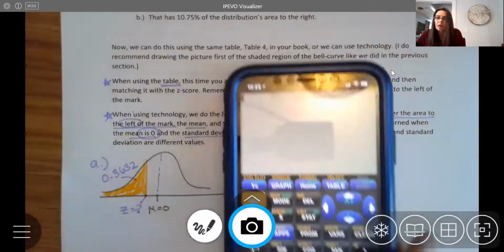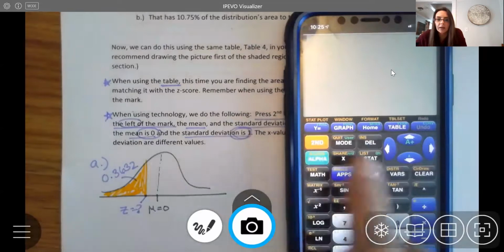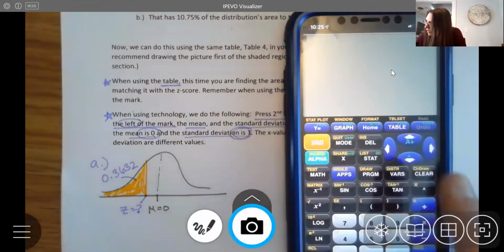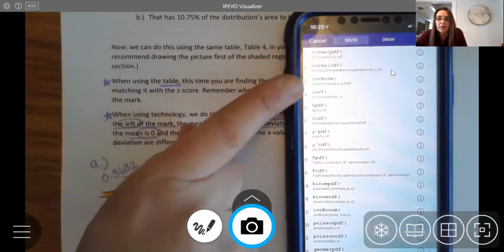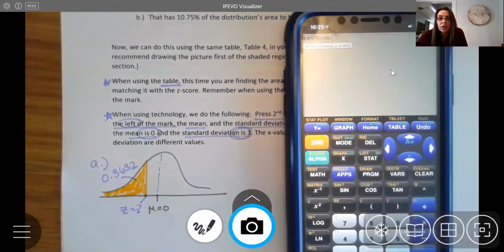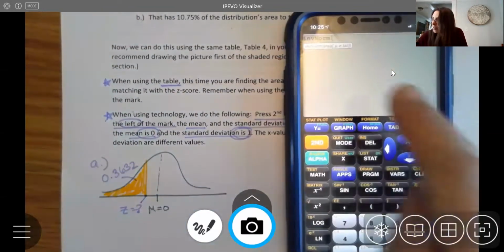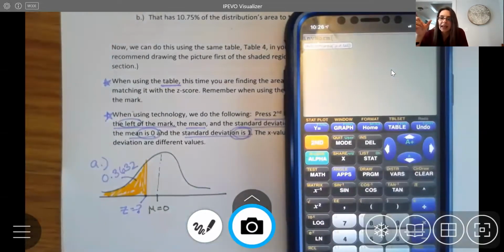Okay. So here's my calculator screen. And again, you're going to hit that second button and then the vars key, just like we did in the last section. But this time you're not using normal CDF. You're going to use the next one down, which says inverse norm. And I know it says tail here. The tail part is not applicable on a regular TI-83 or 84 calculator, so I'm not going to worry about that piece. You don't need it, and I'll show you how to enter it.